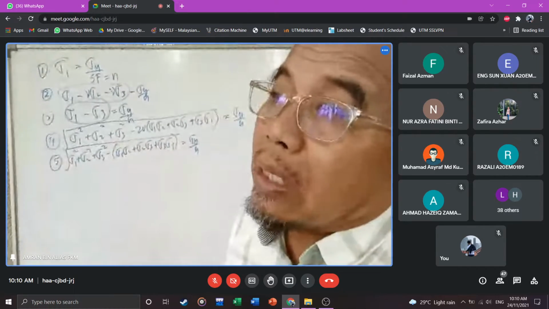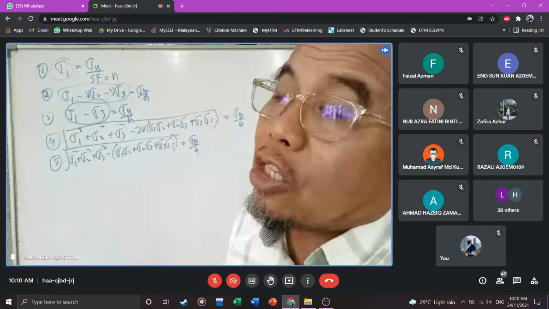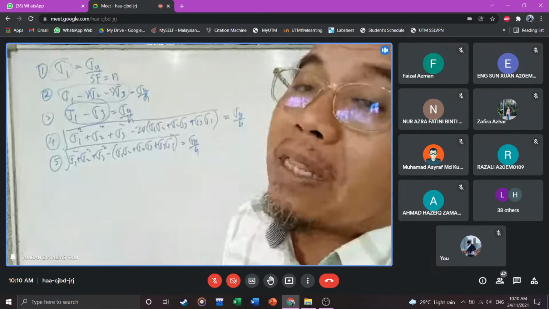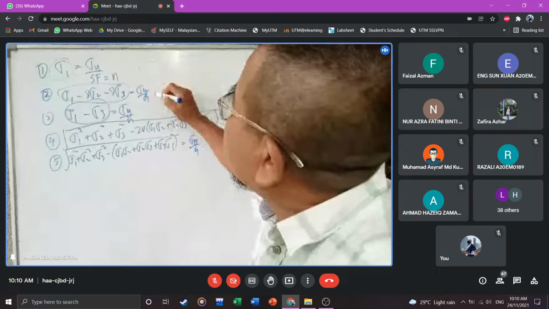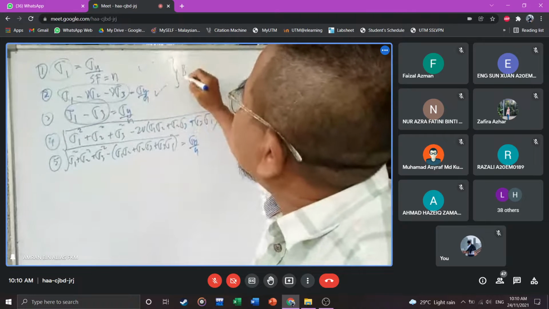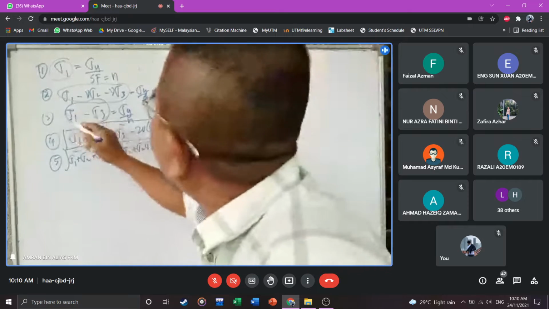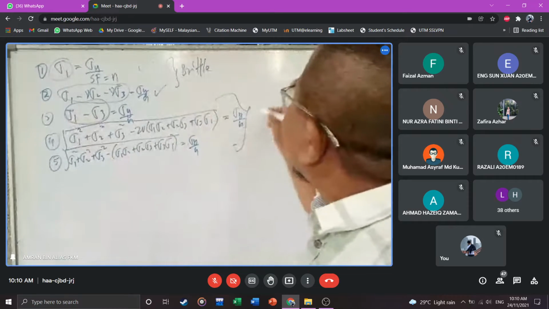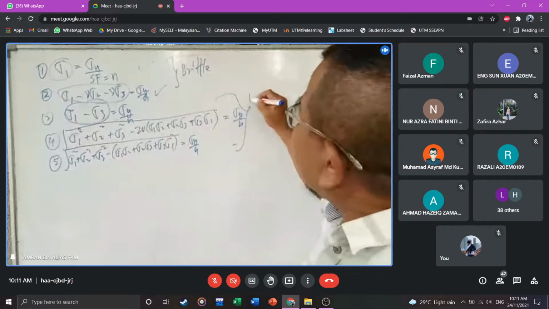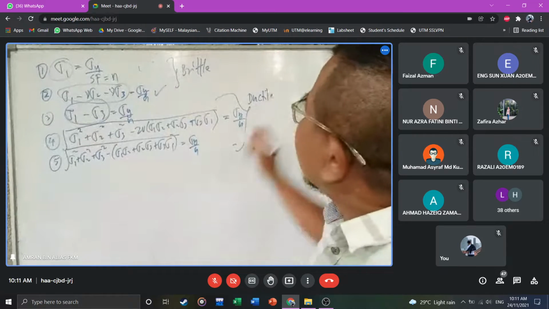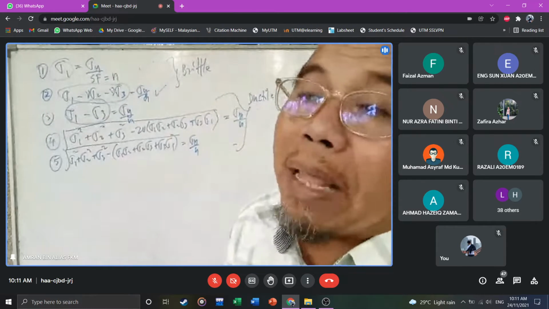So the theory that's suitable for brittle material is the first two here. For brittle. The last three here are for ductile material. So almost all metals are ductile.